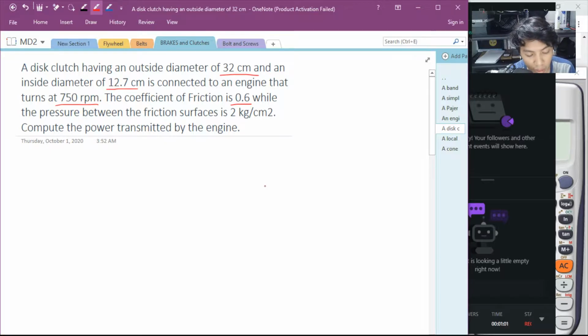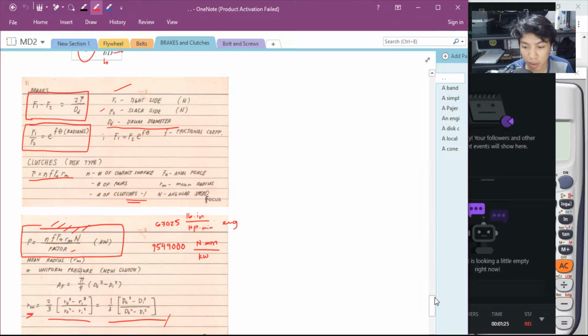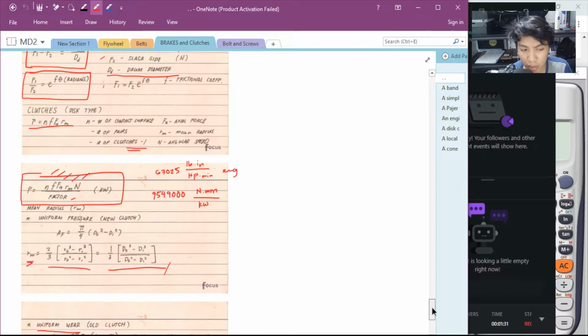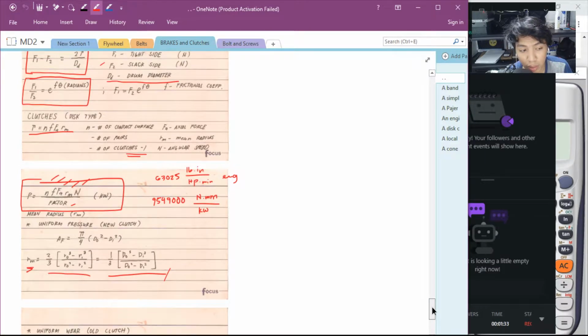So ano ba ang ano natin dito? Ano ba ang formula natin for power? Now, walang sinabi sa problem if this is a new clutch or an old clutch. So, sa choices mo niyan, pagdating mo ng board exam, titignan mo yung choices. If you can get any answer using yung uniform pressure, kapag hindi sinabi sa problem kung it is a new clutch or an old clutch, you are ought to assume that you have to use first yung formula for new uniform pressure.